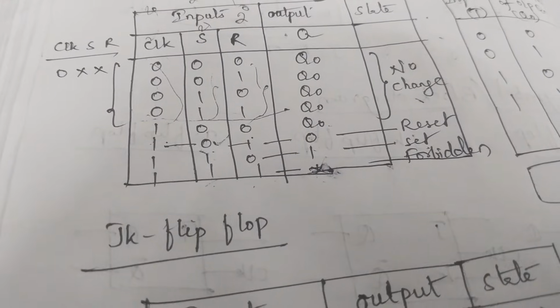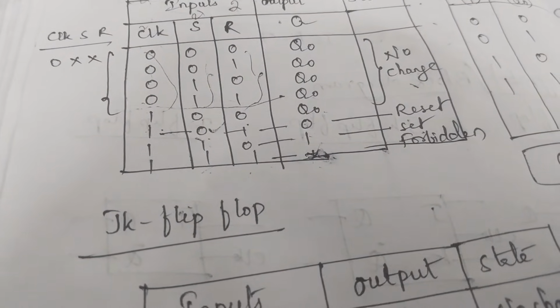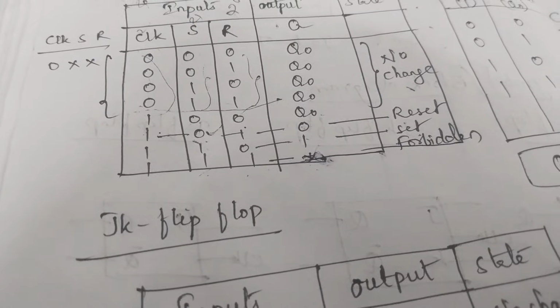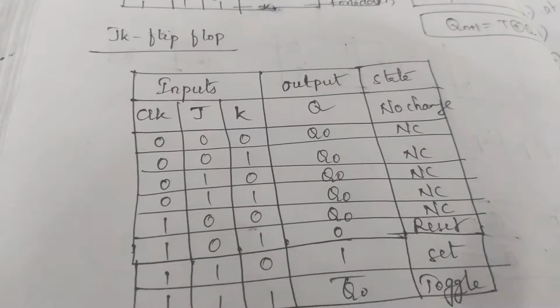I hope you will remember this truth table, and this one is equally important for 3 marks. By combining all these things, that is circuit diagram, logic symbol and truth table, you can make a 5-mark question. And next we have the JK flip-flop.